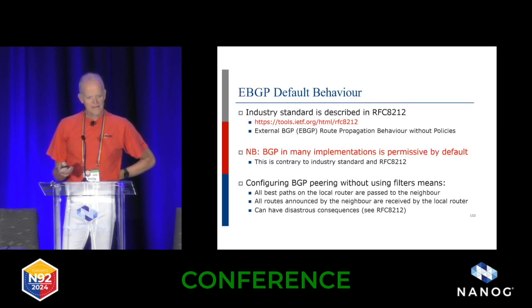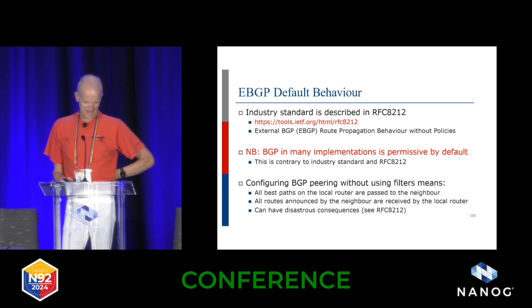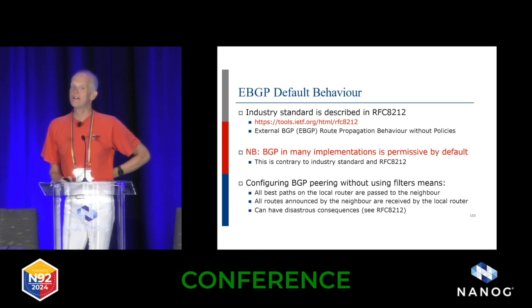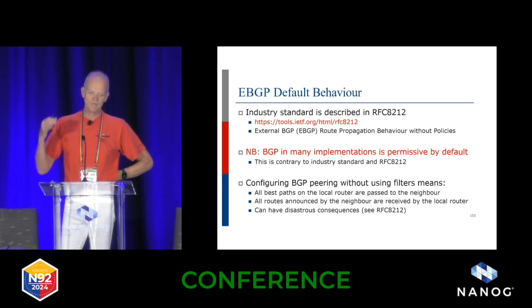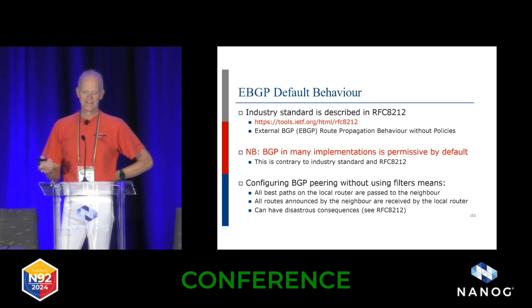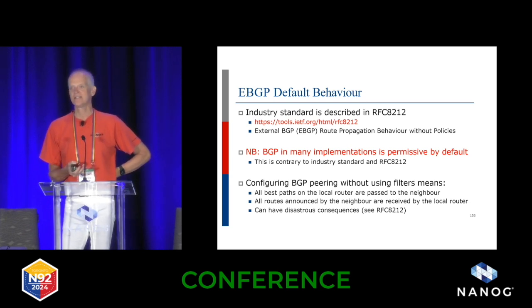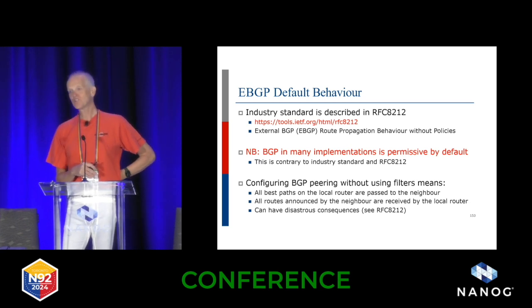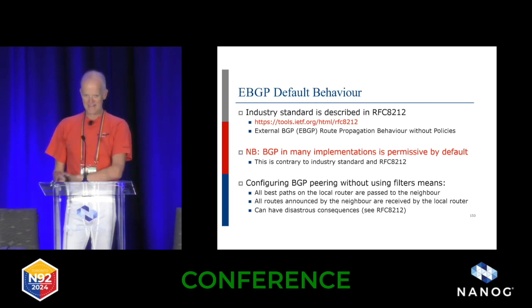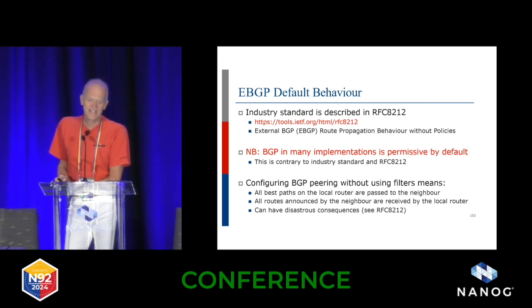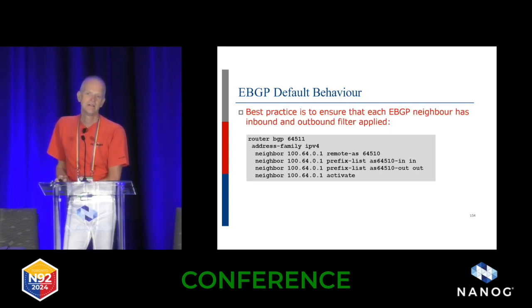What else? eBGP default behavior. This is definitely a case of closing the door long after the horse has run away and is probably in the next country. But anyway, RFC 8212 is trying to define the default behavior of BGP: route propagation without policies. The RFC says, if there is no policy, you propagate nothing. Accept nothing, send nothing. Unfortunately, there are certain vendors where, if there is no policy, it means open season: send me everything and I'll send you everything I know. So RFC 8212 is a best practice. Please do it. If your vendor doesn't do it, put it in an RFP, make it mandatory as a default. This is the only way they'll change.